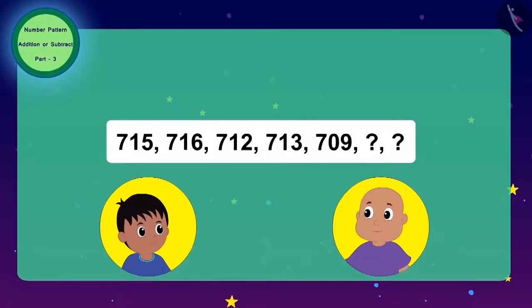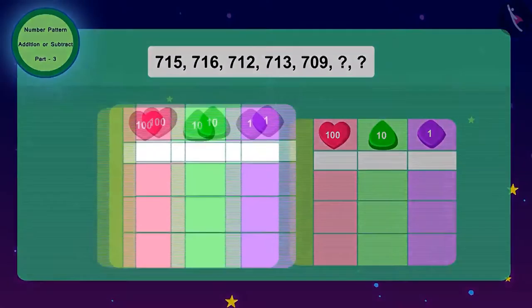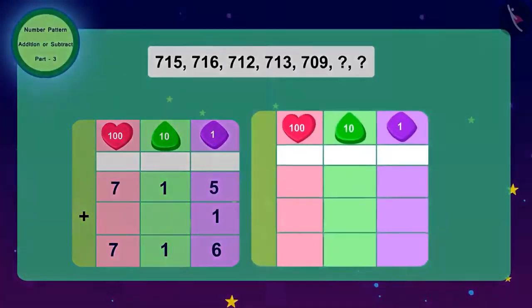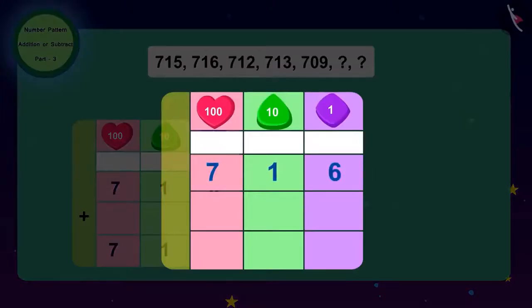Actually, both Raju's and Bablu's answer is correct. In this code, addition and subtraction both will be used. What do we have to do to go from 715 to 716? We will have to add 1. And what do we have to do to go from 716 to 712? We will have to subtract 4.